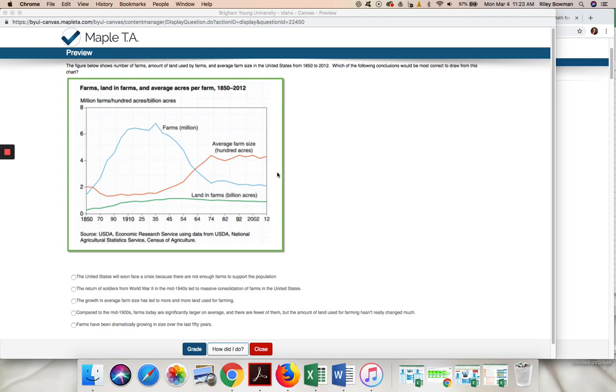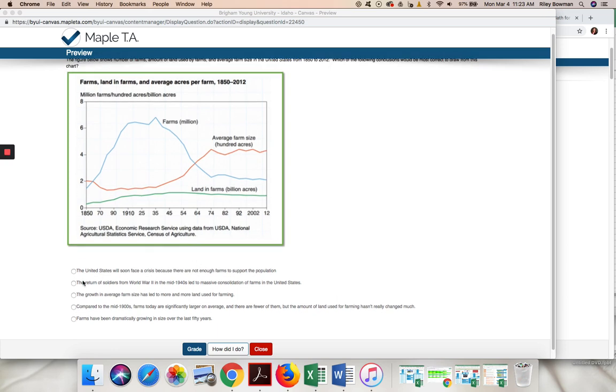So here we have our chart. You'll notice over here we have numbers. These are units of millions of farms, hundreds of acres, or billions of acres, according to which line it's referring to: farms, average farm size, and land and farms. So we'll walk through each of these.